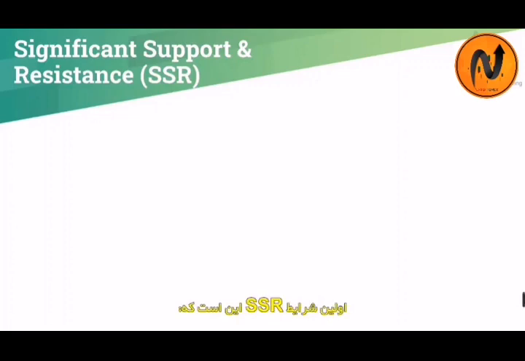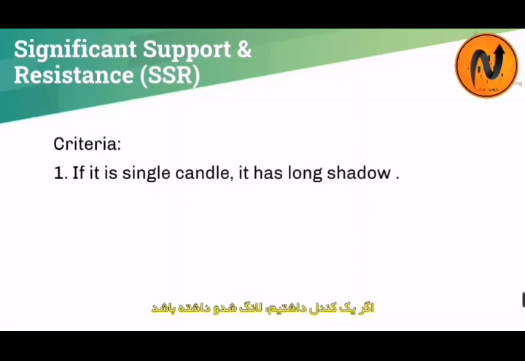So the first definition of an SSR is that if it's a single candle, it has a long shadow. So what does it mean by long shadow? It means that there is a very, very strong rejection. It does not matter whether it's from the top or from the bottom, from the support or from the resistance. So if it's a single candle, it has a very long shadow.